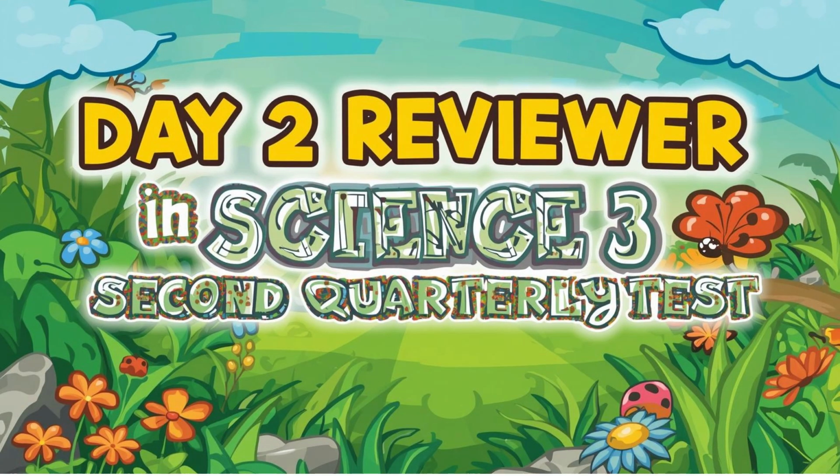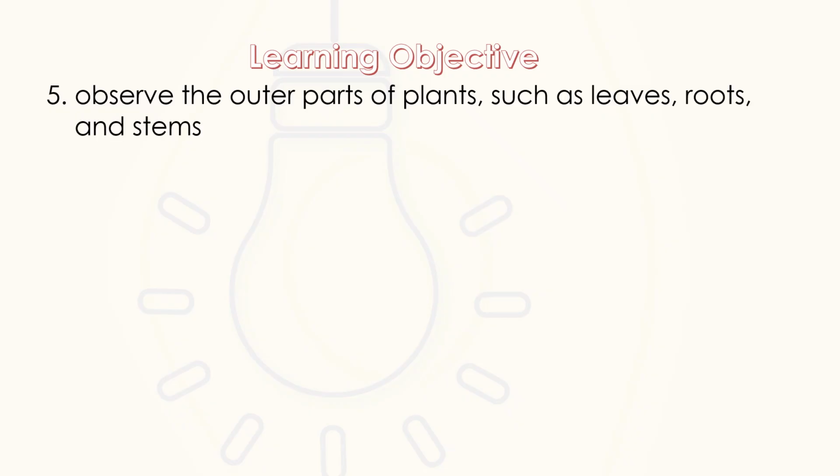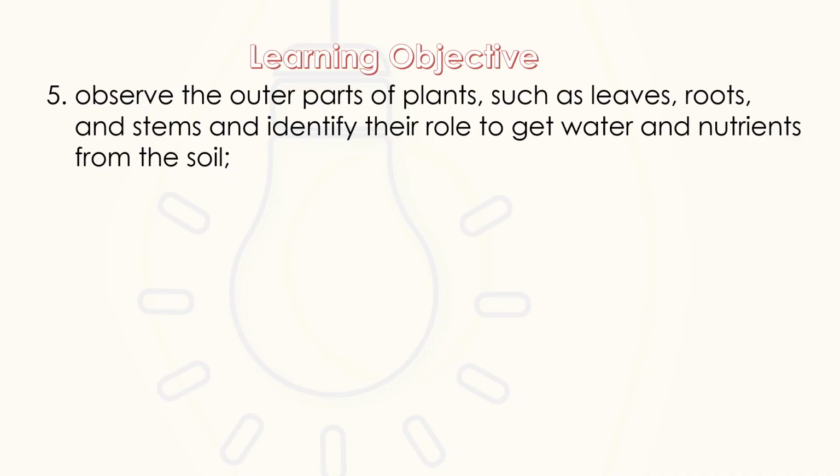Today is our day 2 reviewer in Science 3 second quarterly test. Our learning objective 5. Observe the outer part of plant such as leaves, roots, and stem, and identify their role to get water and nutrients from the soil.